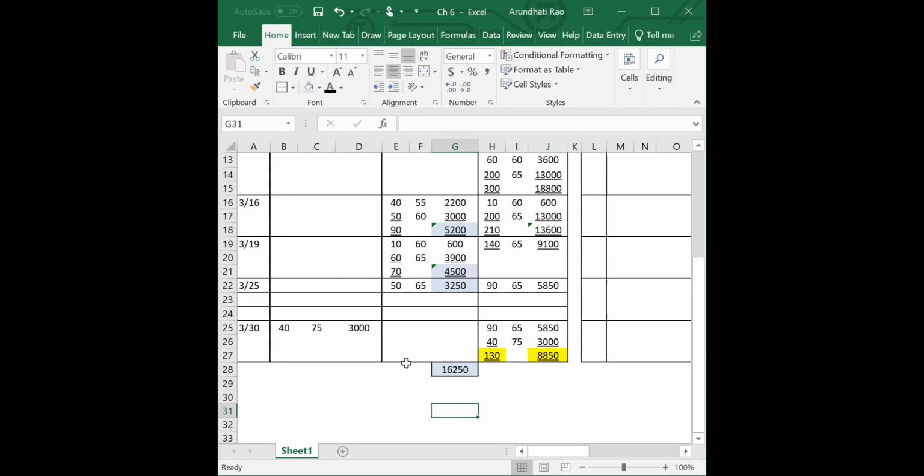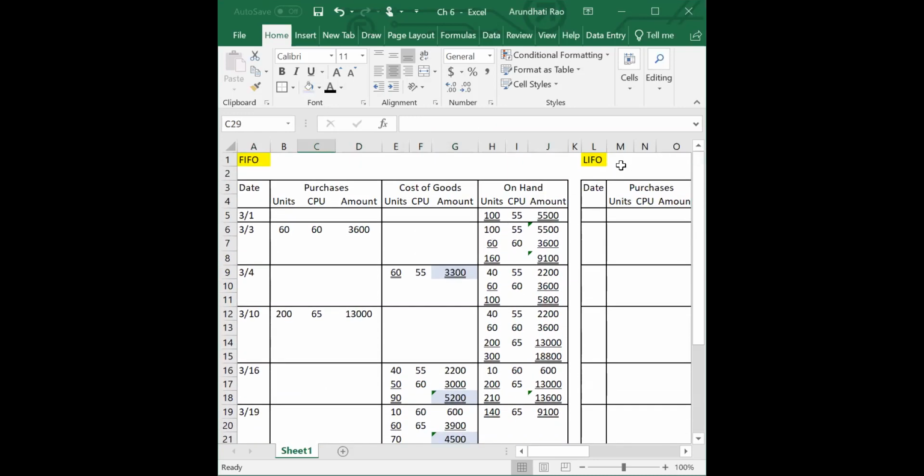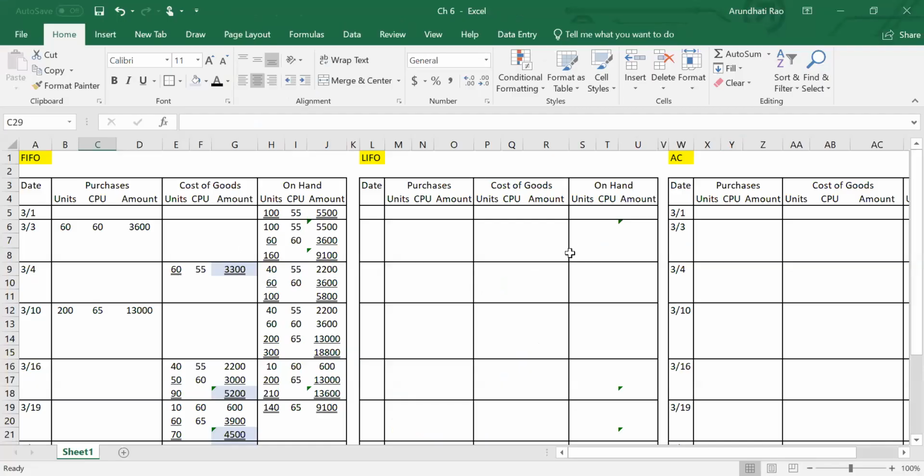Now let's do the exact same exercise. I'm going to skip the average cost for a second, and I'll do the LIFO method to compare and contrast the FIFO and the LIFO method. So at this point of time, we've seen this information, it's here, so I'm going to maximize my Excel and show you what I have here.